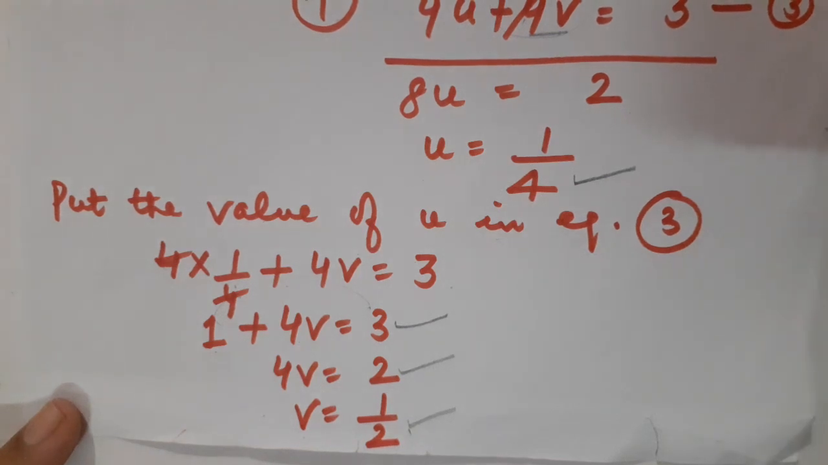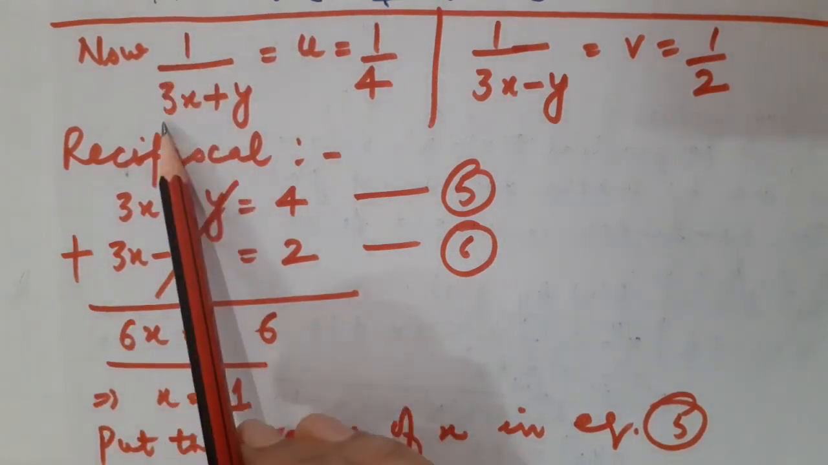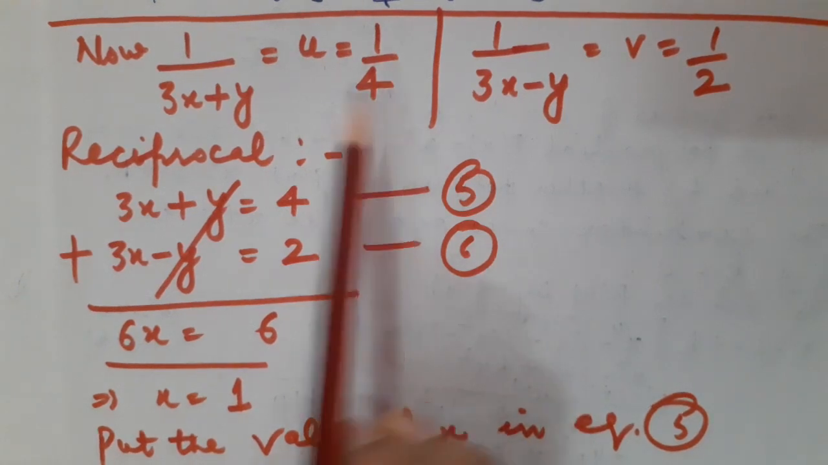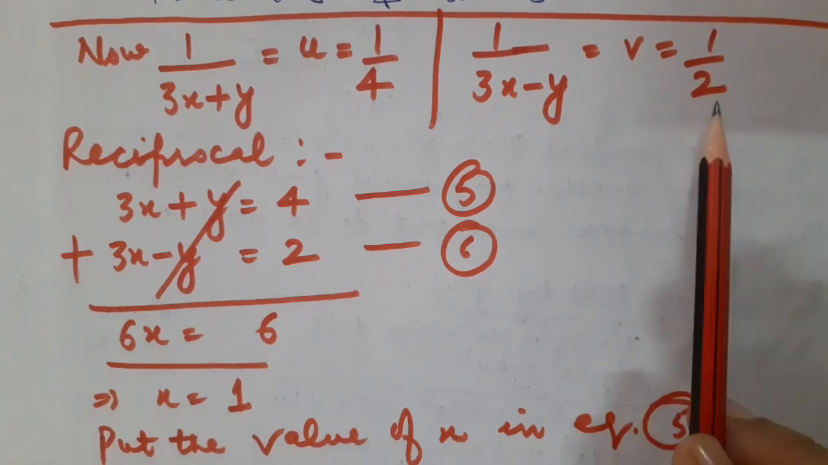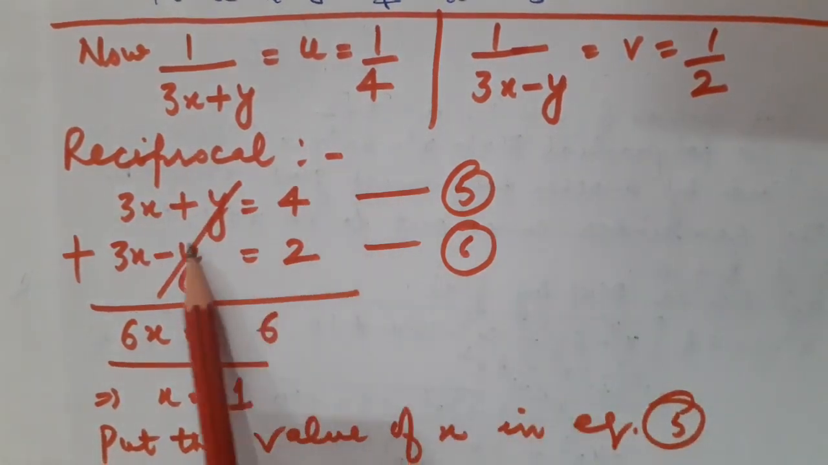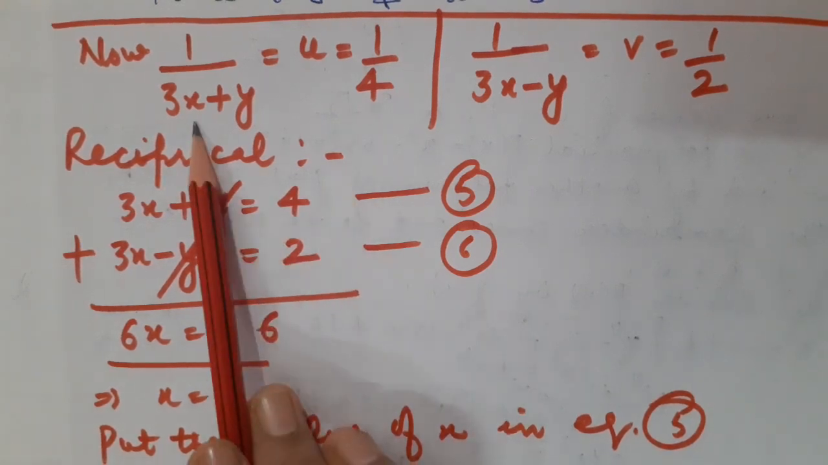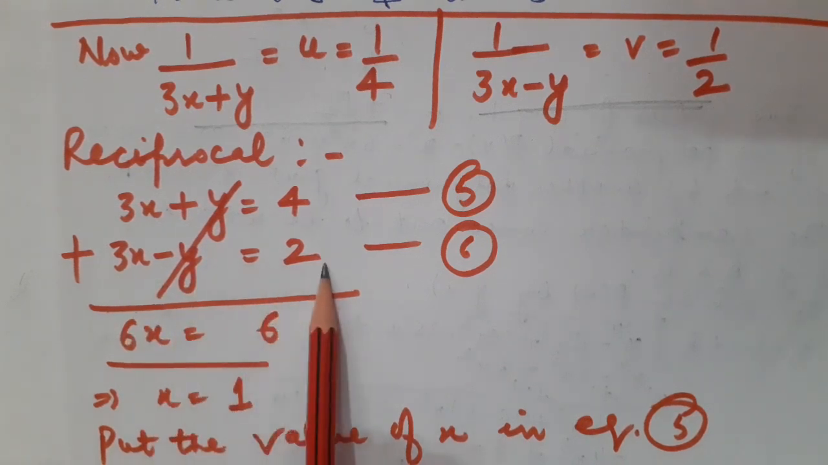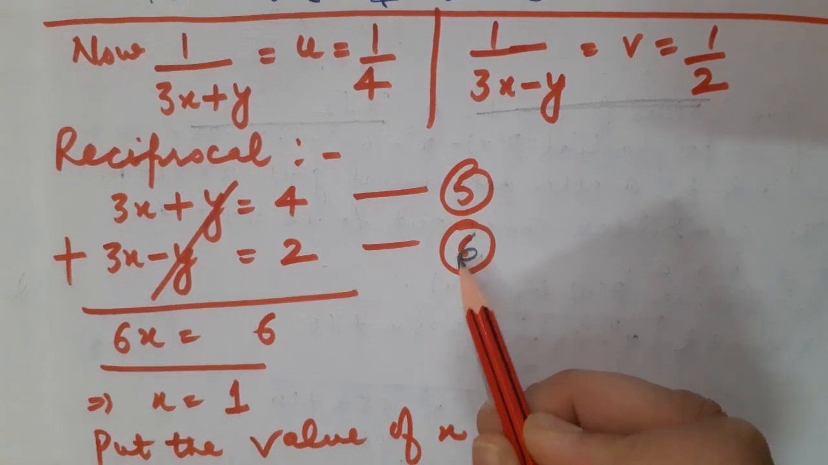But we want the answers of the variables x as well as y. Now children, what was our assumption? 1 upon 3x plus y was considered as u, which is equivalent to 1 by 4. 1 upon 3x minus y is equal to v, which is equal to half. After taking reciprocal, you have got the equation 3x plus y is equal to 4 from here, and from here we get 3x minus y is equal to 2. Let us consider them as equation number 5 and equation number 6.